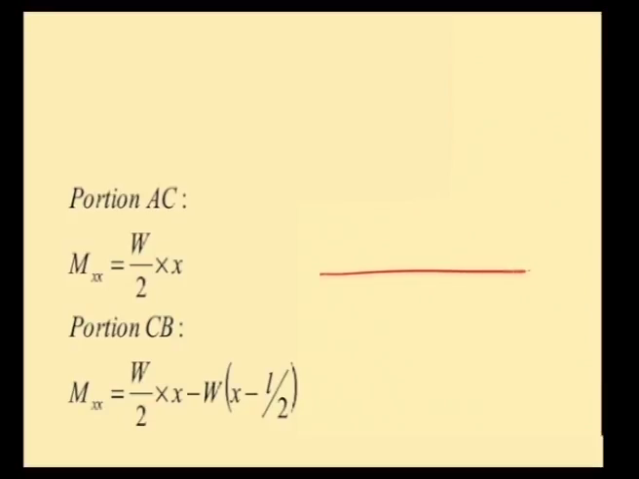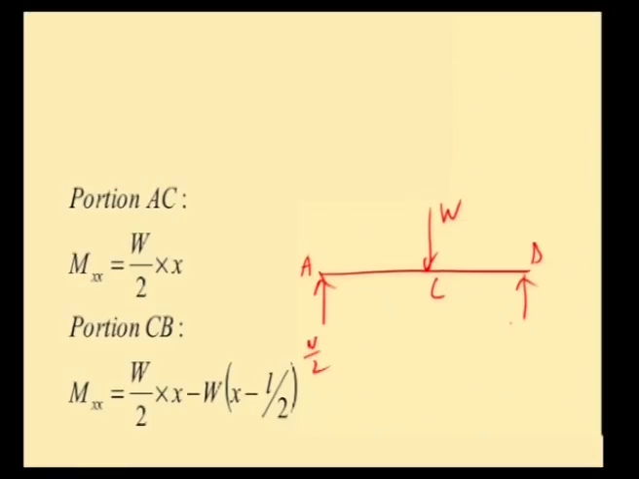So, if we consider portion A C, say we have the simply supported beam subjected to central point load. This is A, this is B and this is C. Before proceeding to the bending moment equation, we need the value of the reactions, and for a symmetrically loaded beam, the reactions will be equal. So, R A will be equal to R B, and it will be equal to W by 2.